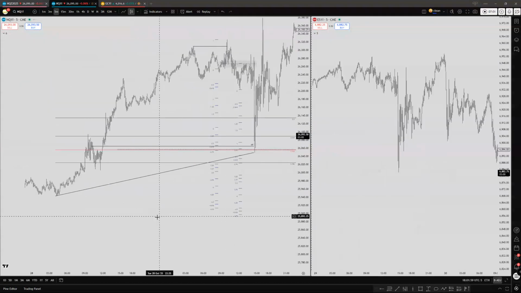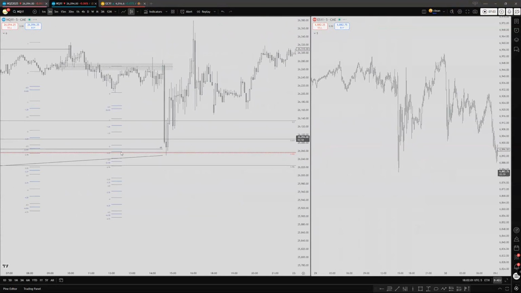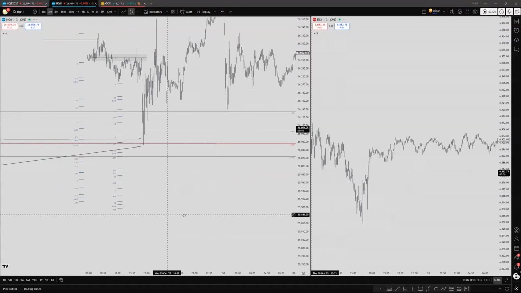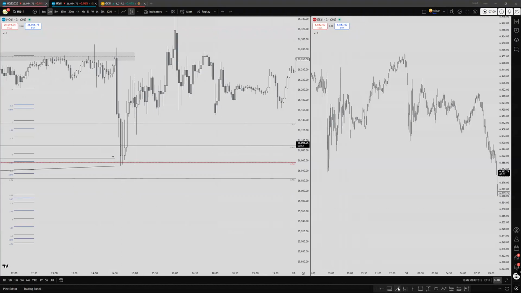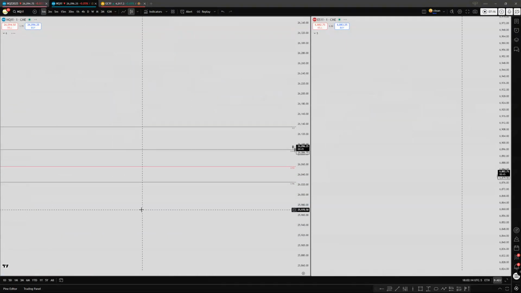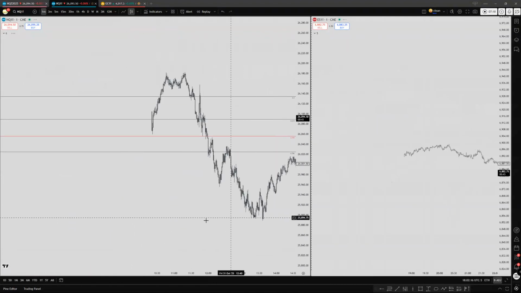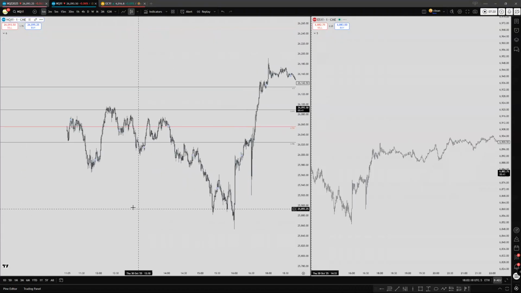So in terms of entry model, what I like to do is my go-to is a 3-minute order block, but sometimes you're not always going to get that. You're going to have a big stop, or you're just going to miss the entry, right? Price will go on without you. So what I like to do is on the 1 minute.